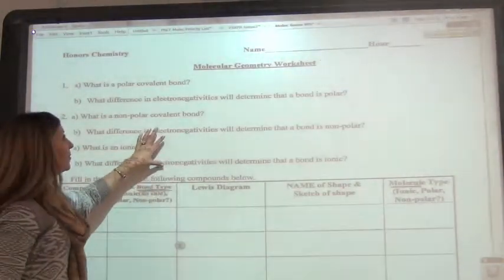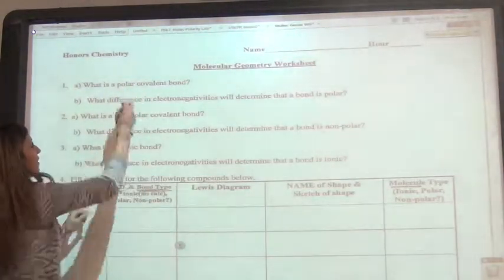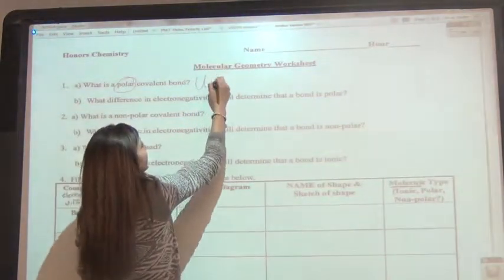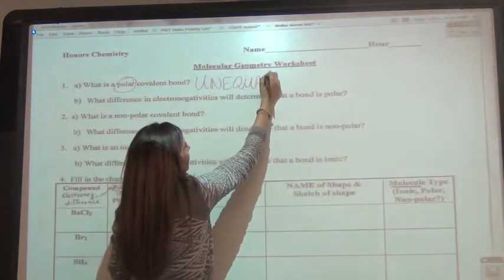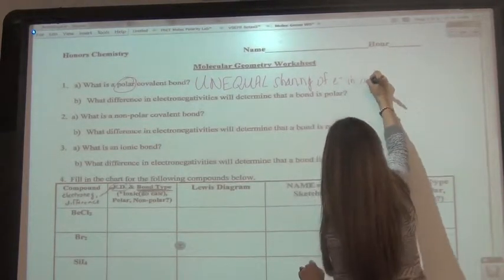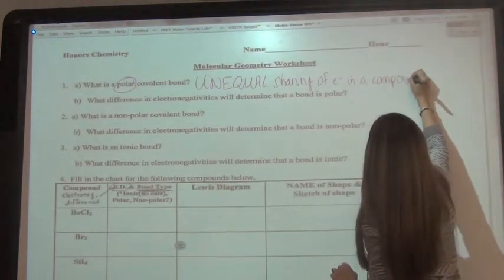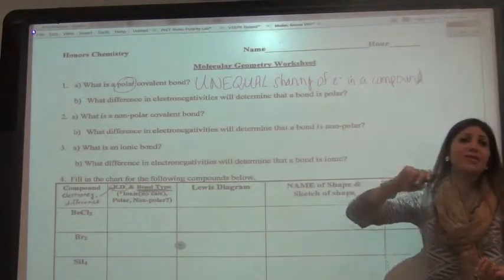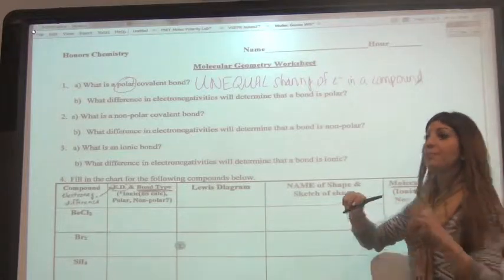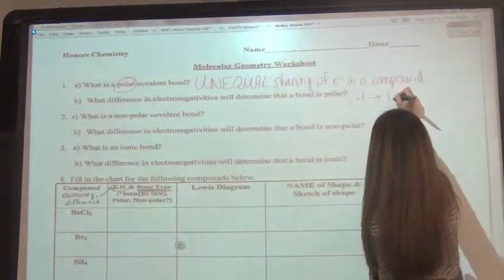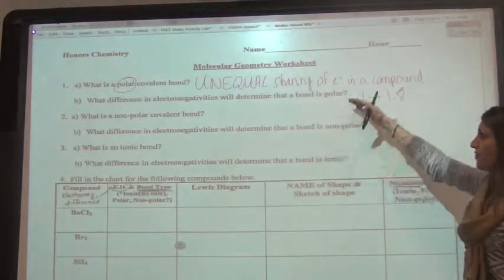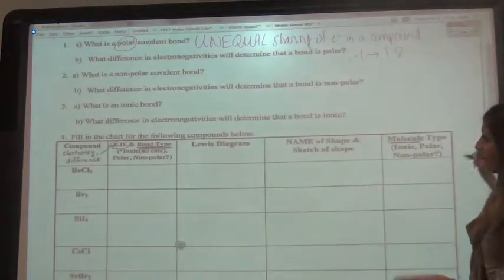Okay, so we're just going to do a couple of these problems together. What is a polar covalent bond? Polar means what again? Unequal. This is unequal sharing of the electrons in a compound. And remember, what electronegativity difference does it have to be? Between 0.1 and 1.8. Perfect. 0.1 to 1.8 is going to give us polar, okay? And then you can fill in the rest of these. Let's do 2 of these together.